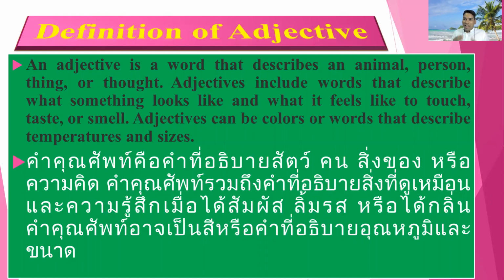What exactly is that? There it is written in the definition: an adjective is a word that describes an animal, person or thing. I hope you understand that it describes an animal, person or things. An adjective also includes words that describe what something looks like. That means how that thing is looking.